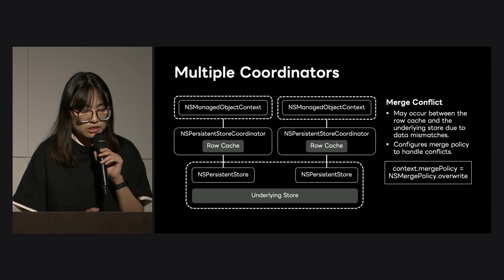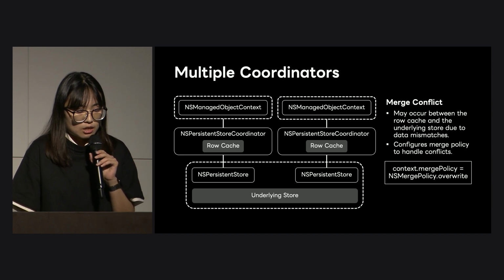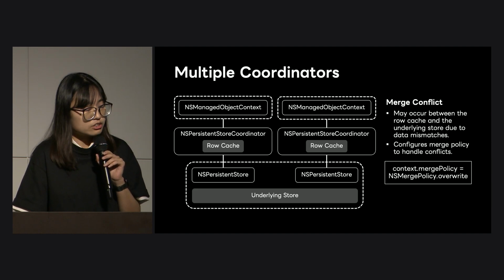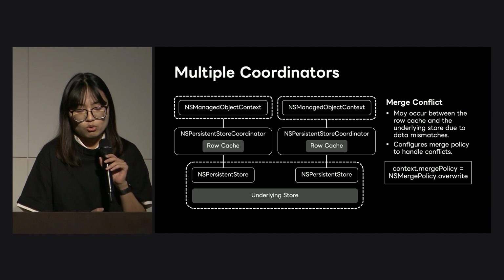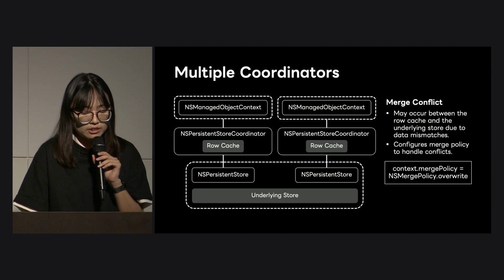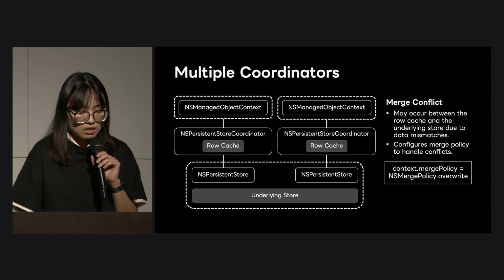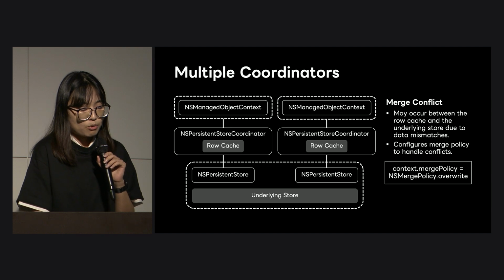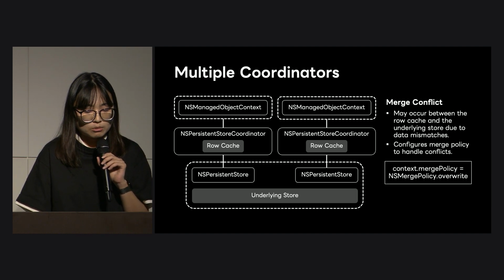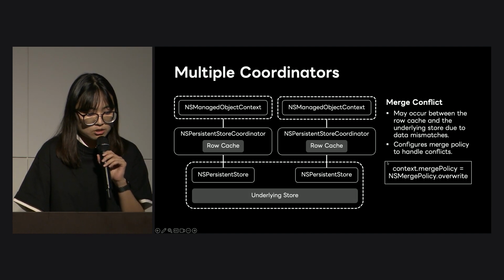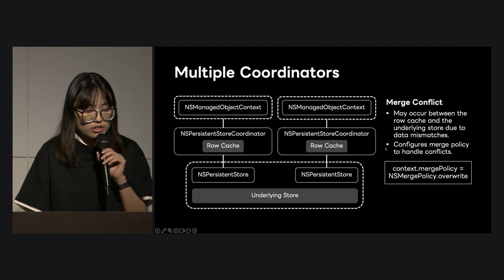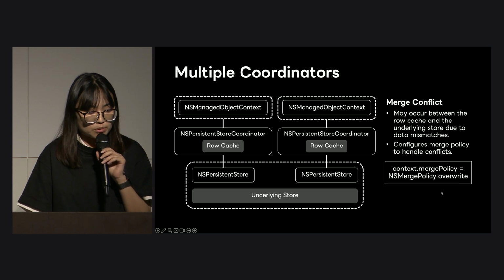The second important concept here is merge conflict. Imagine a case where two different coordinators fetch the same data, but later save different changes to the store. When that happens, a conflict can occur because the same record has been updated in multiple places. I won't go too deep into this topic today, but here's a key point. Core data provides something called a merge policy, which allows it to automatically resolve these conflicts based on rules you define. In our example, we are using the override merge policy.